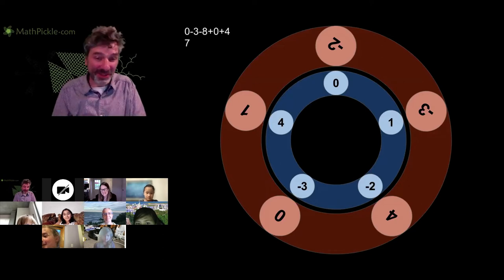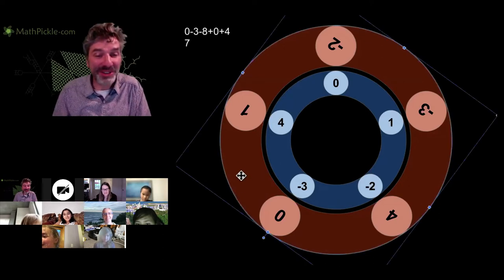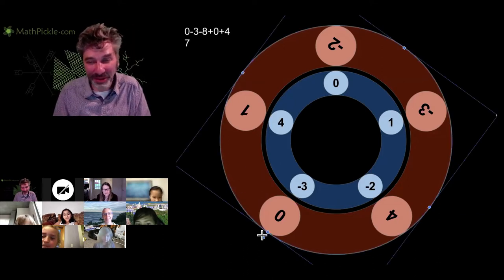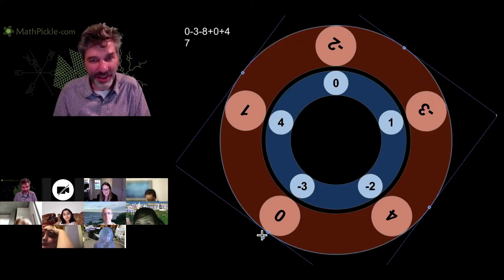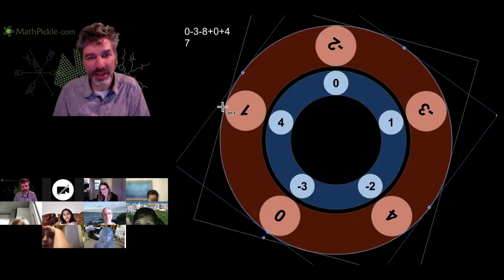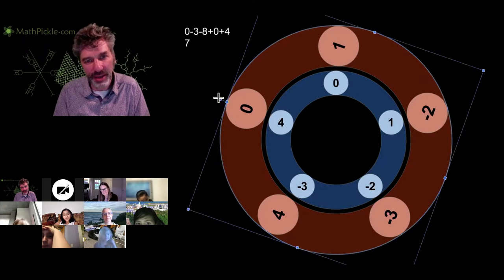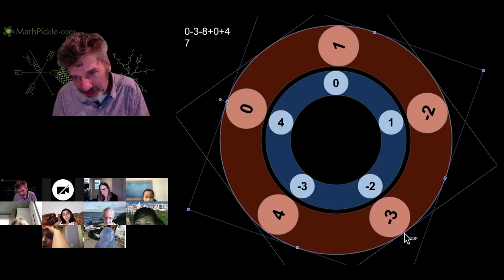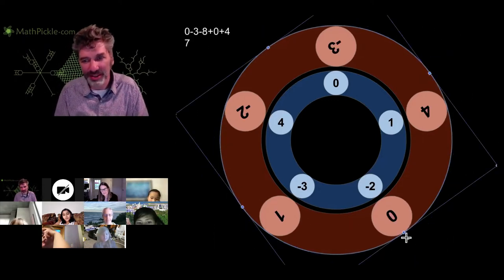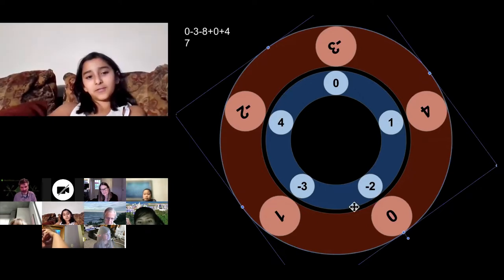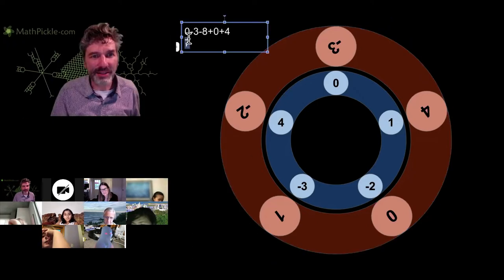Good. So, Annika, how would you like to rotate? Nathan rotated it all the way to here. There's two places we haven't tried yet. There's here and there's over here. Which one would you like to try? I'll go with this one. This one. Okay.